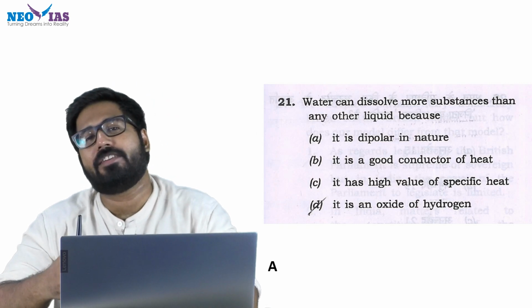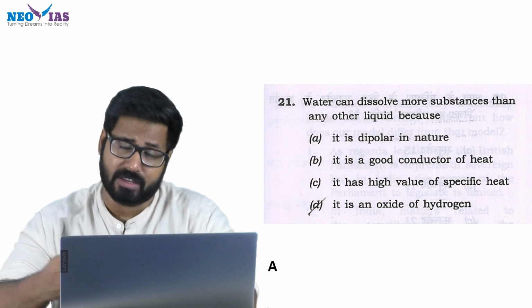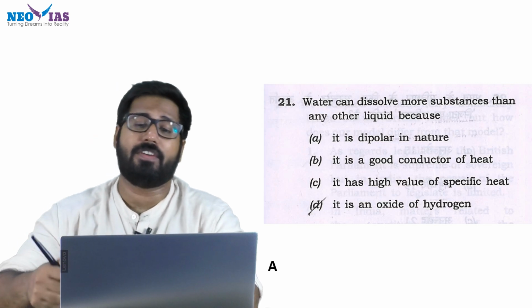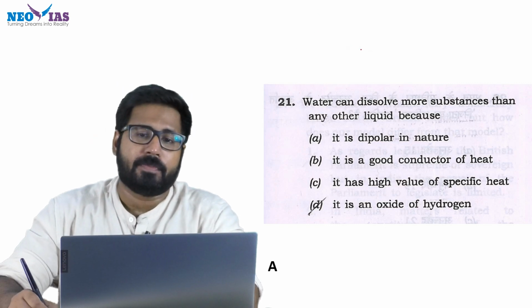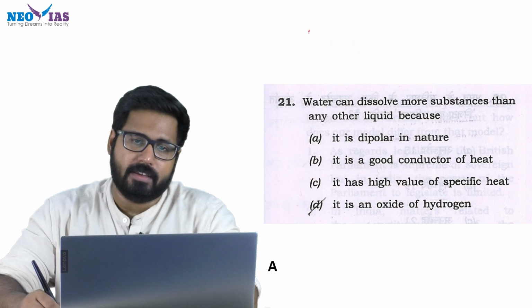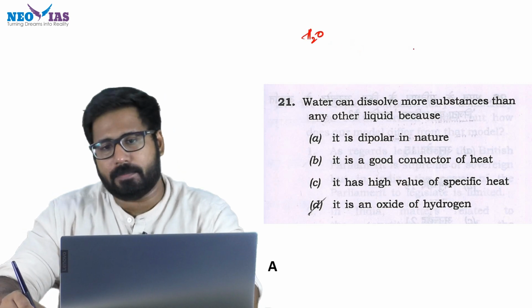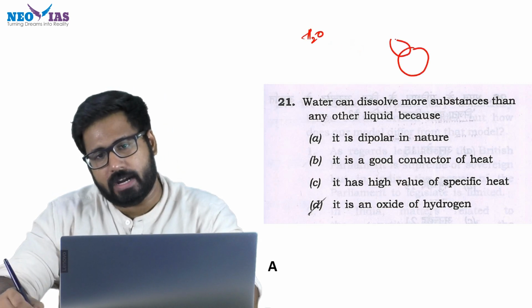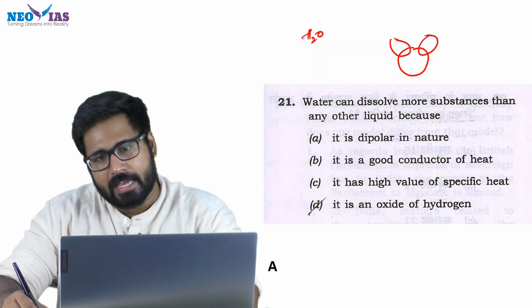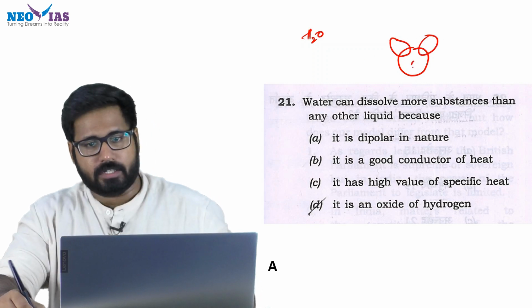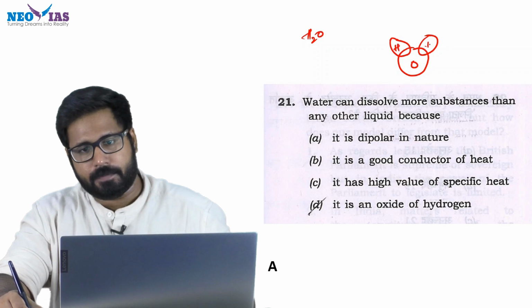Now see, this is basically a very basic science question which you can study from your normal NCERTs itself. When you talk about water, the water's chemical formula is H2O. So it looks something like this. You have oxygen and two hydrogens like this. Now, this is oxygen and this is hydrogen and hydrogen.